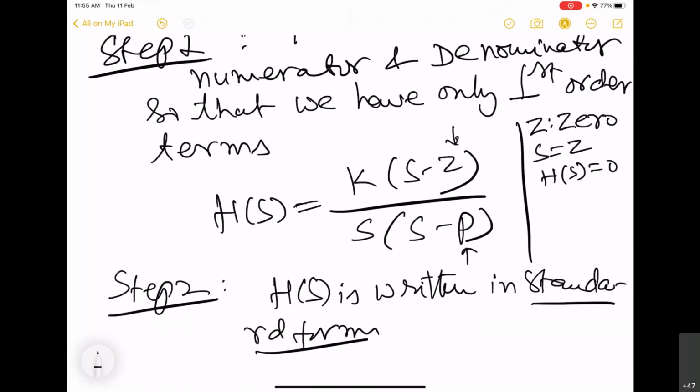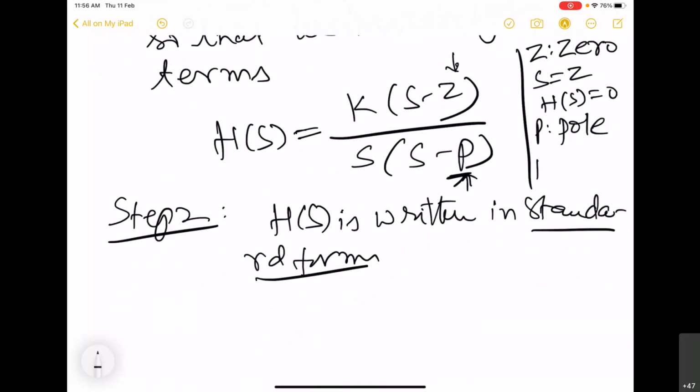So in the numerator, all these constants will be designated by using Z, because they are the points where this transfer function actually becomes 0. So that is why they are called zeros. And this P stands for pole here. Why this pole? Because these are the values at which the transfer function will blow out. It will tend towards infinity. So this is the meaning behind these two symbols.